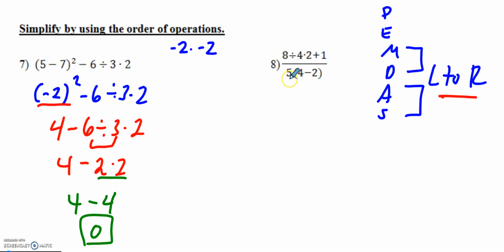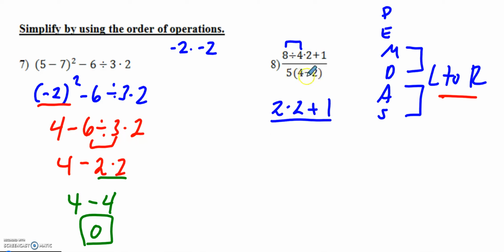Number 8, remember that a fraction bar is really a grouping symbol. So you would do the numerator separate from the denominator to start. And on the top, if I'm looking at division, multiplication, and addition, I again want to go left to right. So I'm going to do this division first. 8 divided by 4 is 2. And again, I'm just going to recopy what I have there on the top.